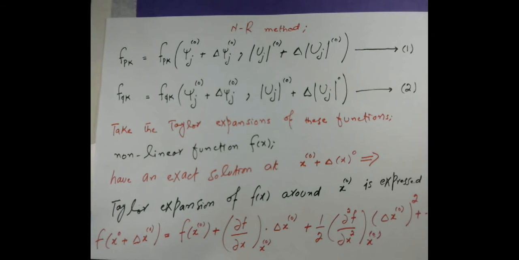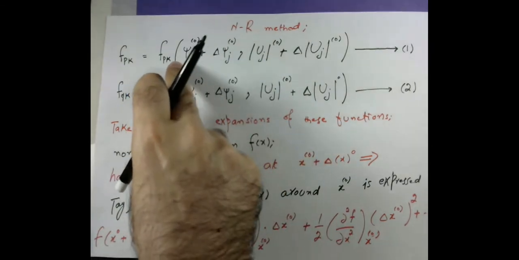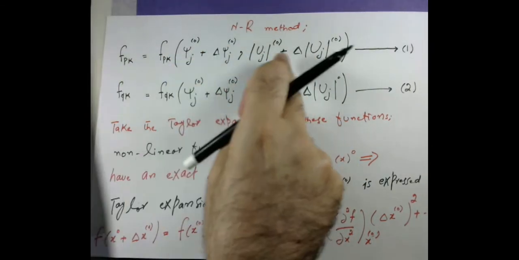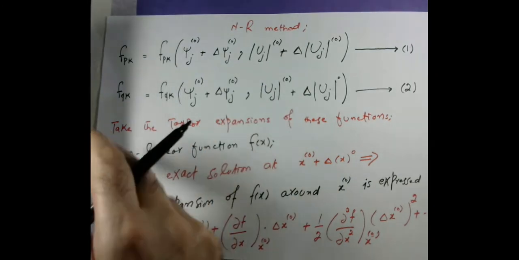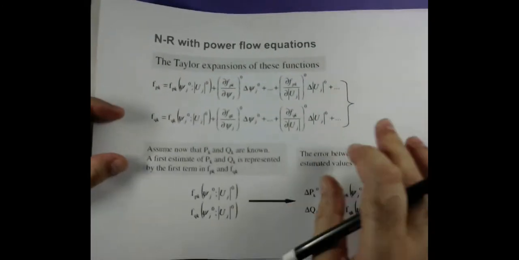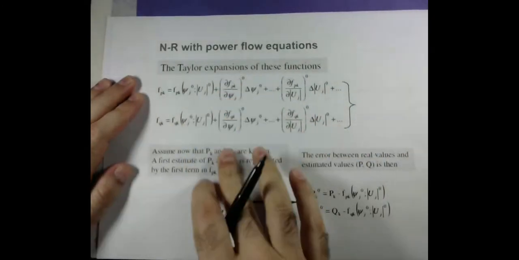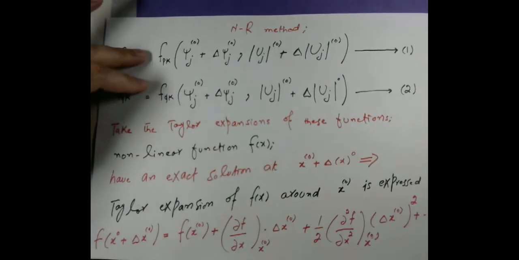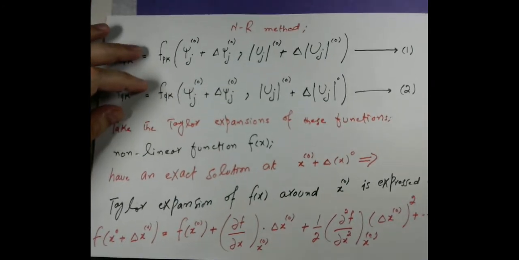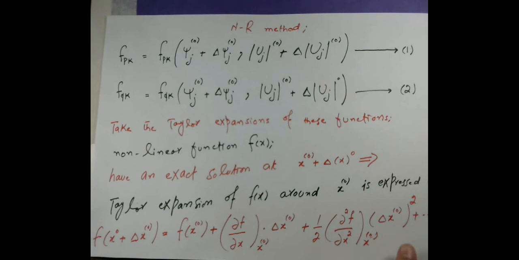That will look like this. If we take the Taylor expansion of these non-linear functions based on the estimate, it will look like that. So this is the Taylor expansion of these two functions, and I have also written here the general form of the Taylor expansion of the function f(x) around x.